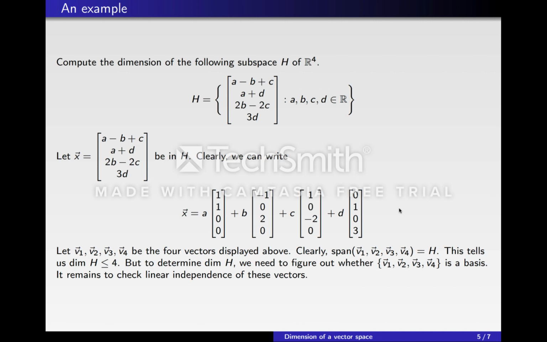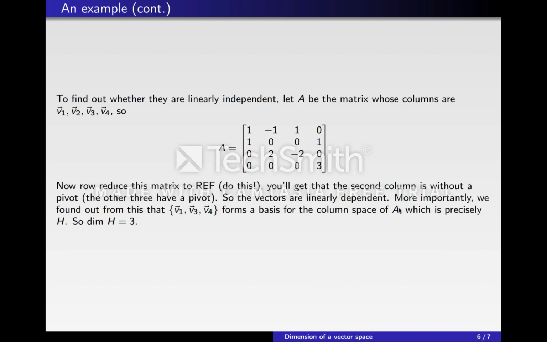So could it be 4, or could it be smaller than 4? Well, we need to find out whether V1, V2, V3, V4 is actually a basis for H or not, right? So the thing to check is that these vectors are linearly independent. So how do we do that? Well, this is fairly standard by now, I hope.